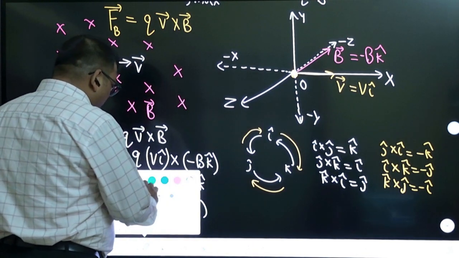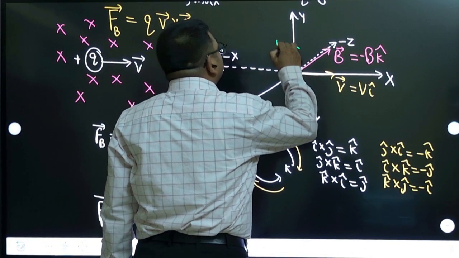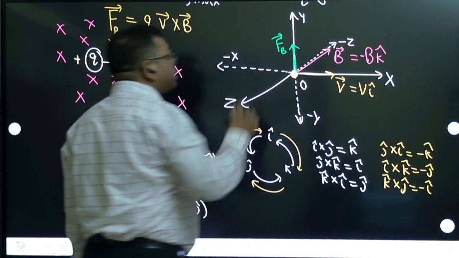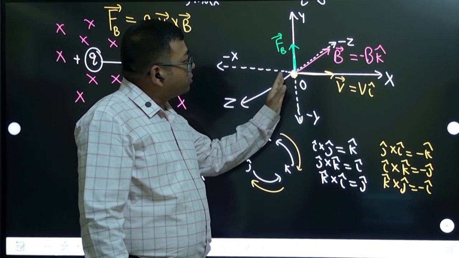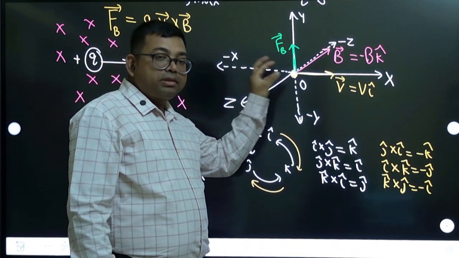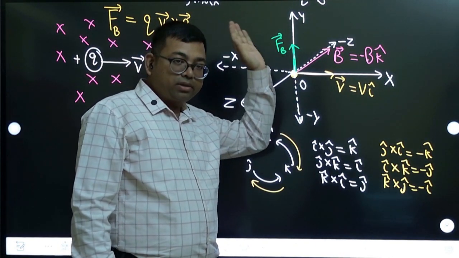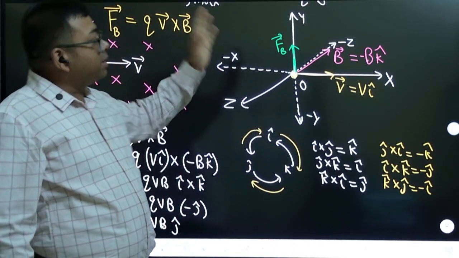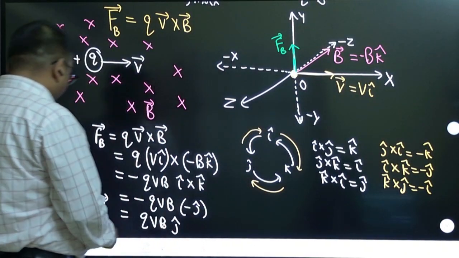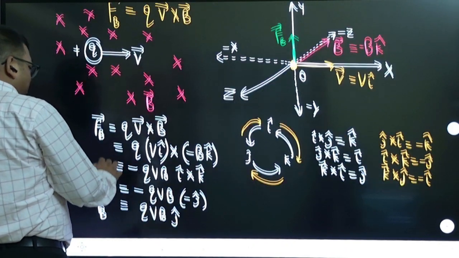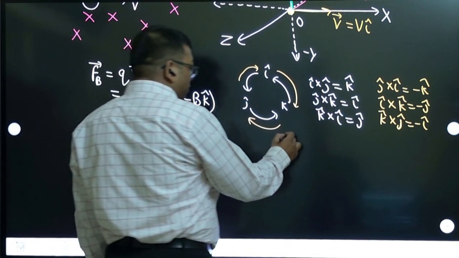So from here you can understand the magnetic force is going to act in this direction, upward direction, assuming the charge is positive. So when the charged particle is at origin, the magnetic force is acting along the y direction. Okay, now the same thing we can understand by the right hand thumb rule. But this idea is an important idea. Anytime confusion happens, we can calculate that.